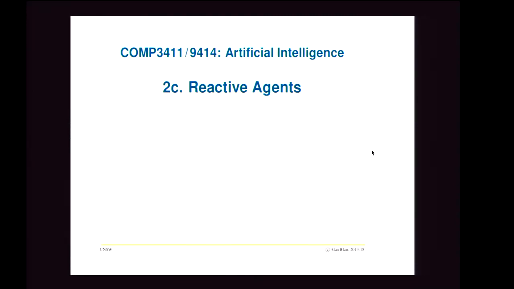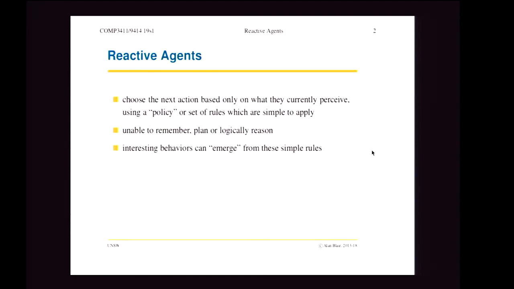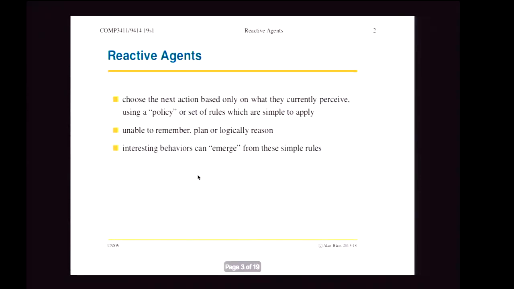So remember we had this classification of agents as reactive, model-based, planning, adversarial, and learning. I just want to say a little bit more about reactive agents, and then this will lead into the idea of behavior-based robotics. So I'll talk about Braitenberg vehicles and robots, a bit about reactive agents in nature, and then behavior-based robotics.